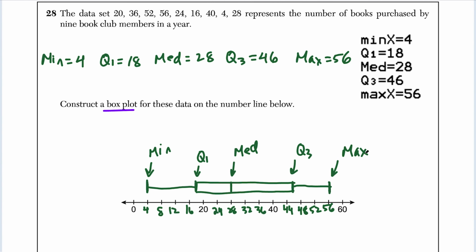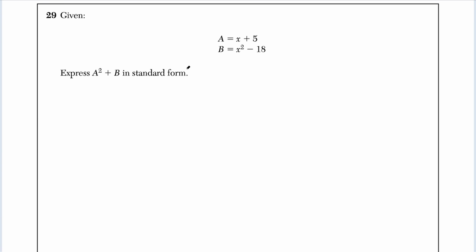So you have to know the anatomy of this box plot here. Question 29, we have an expression for a and b, and we want to express a squared plus b in standard form. So for this one, a squared, we're just going to plug in for a, and we were told here a is equal to x plus 5. So we have (x plus 5) squared, and then plus b is equal to x squared minus 18.